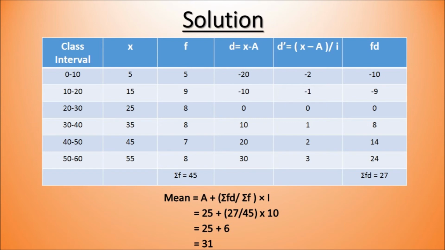Here we are taking the previous problem and have the first 3 columns same, that is x, f and d. In the fourth column, that is d dash, we divide d by a common factor, say 10, to get minus 2, minus 1 and so on. Then we multiply d dash by f in the fifth column. Finally, we find sigma f, sigma fd dash and put in the formula a plus sigma fd dash upon sigma f into i, which will further be 25 plus 27 upon 45 into 10 and will give us 31.